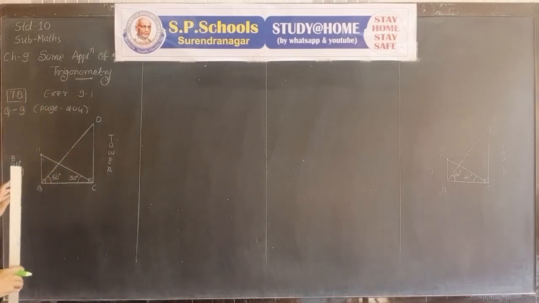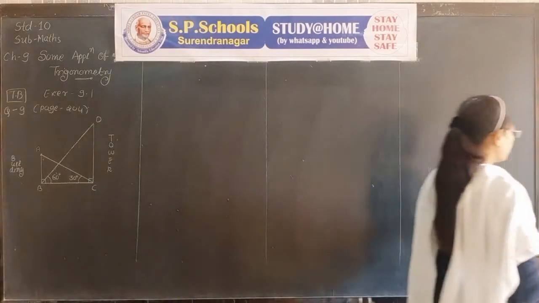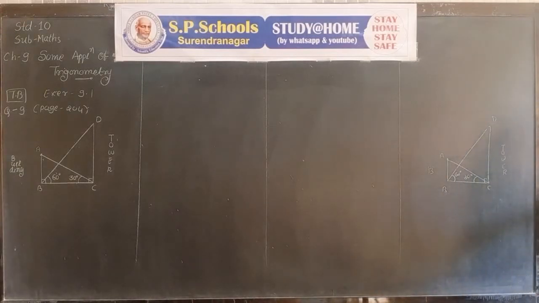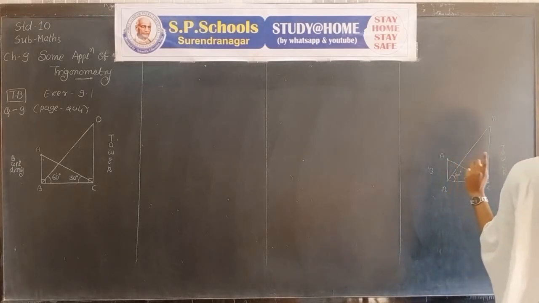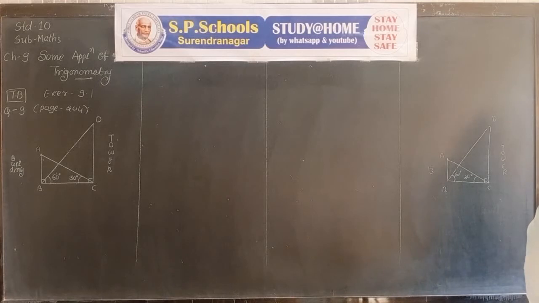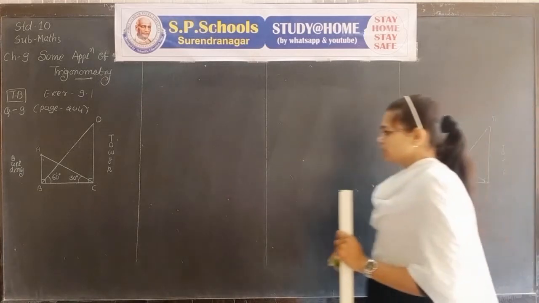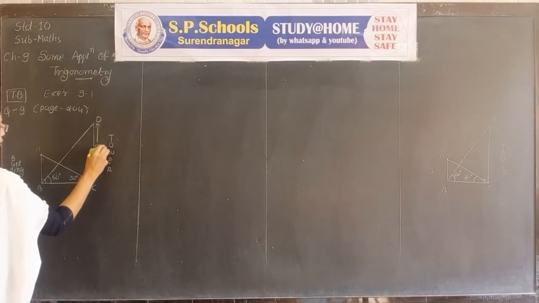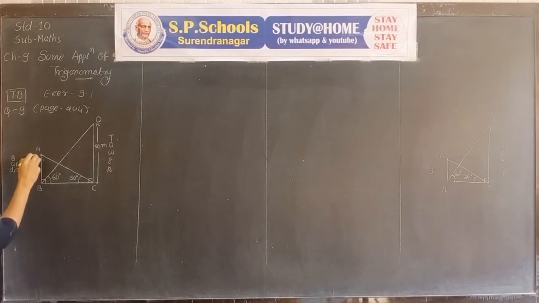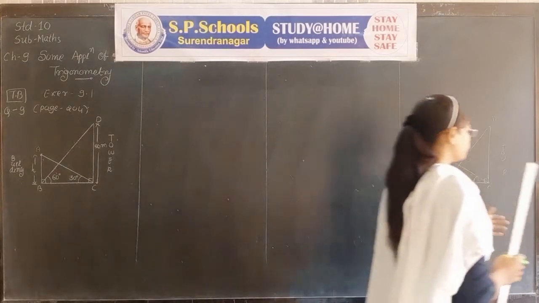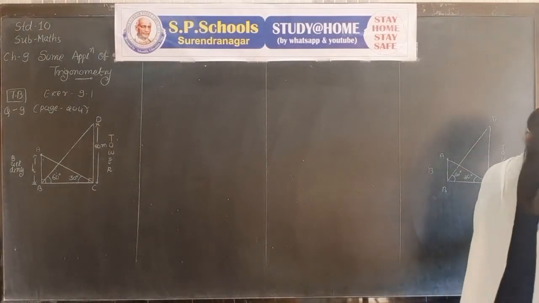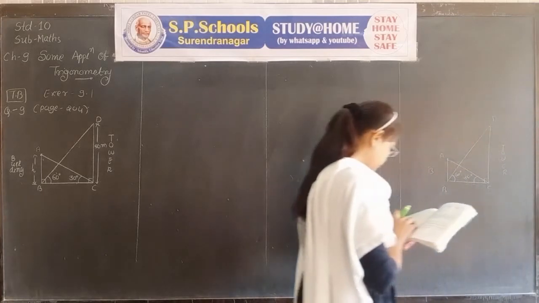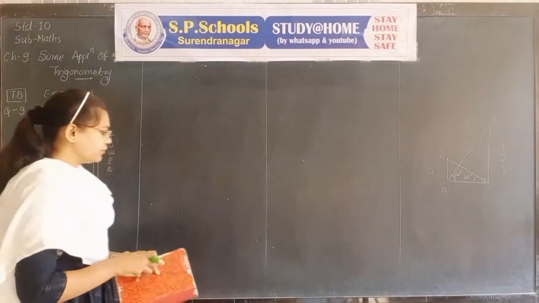The figure is completed. Now one thing is given: not the height of the building, the tower is 50 meters high. We need to find the height of the building. The height of the tower is 50 meters. Assume the height of the building as H.